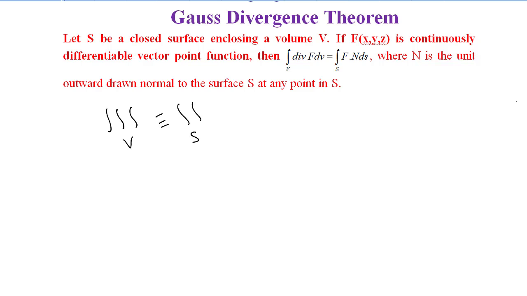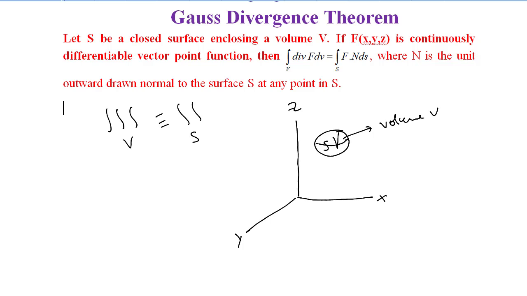Then what is the statement? Listen carefully. Now this is x-axis, y-axis, z-axis. Suppose we have a surface S. S is the surface, a three-dimensional surface enclosing a volume. Inside is volume V. Nothing but a closed surface. If F, a function of x, y, z, is a continuously differentiable vector point function, already we discussed earlier.